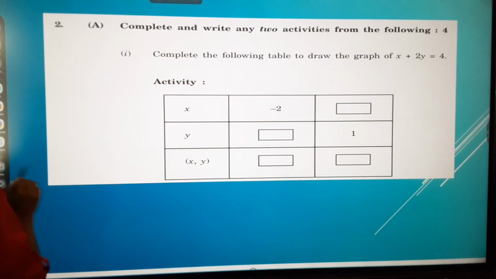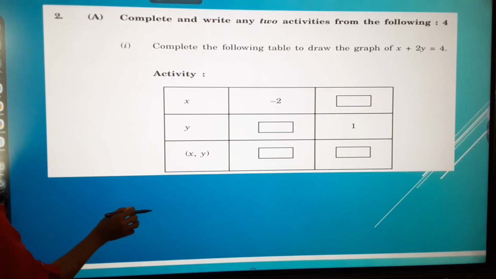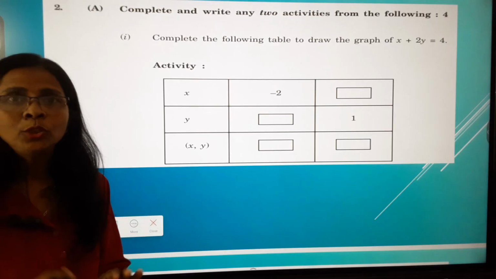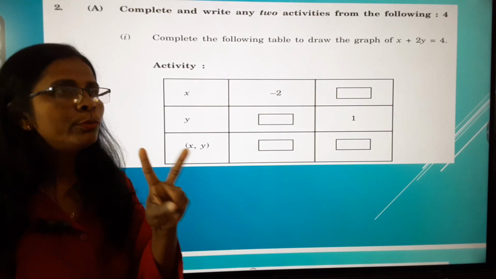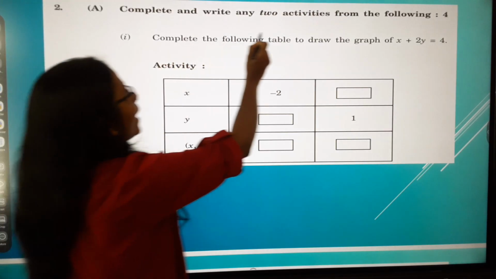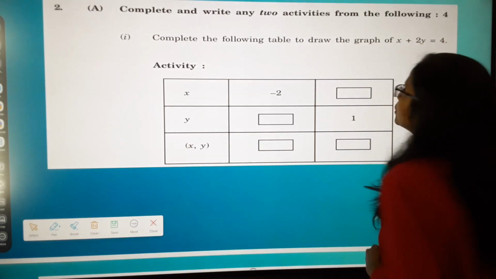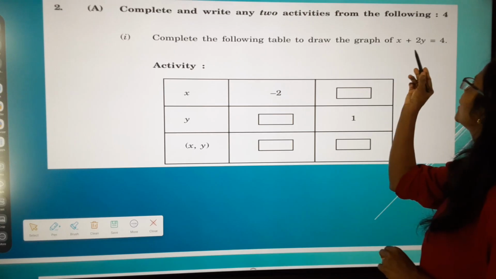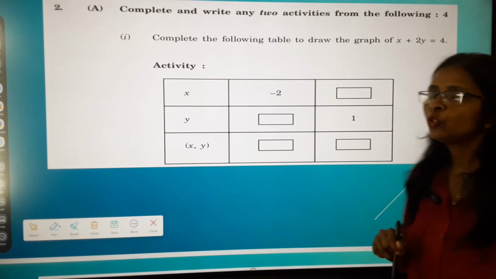Next one is question 2, each question for the 2 mark students. Now complete and write any 2 activities from the following. Here, first question: complete the following table to draw the graph of x plus 2y is equal to 4.